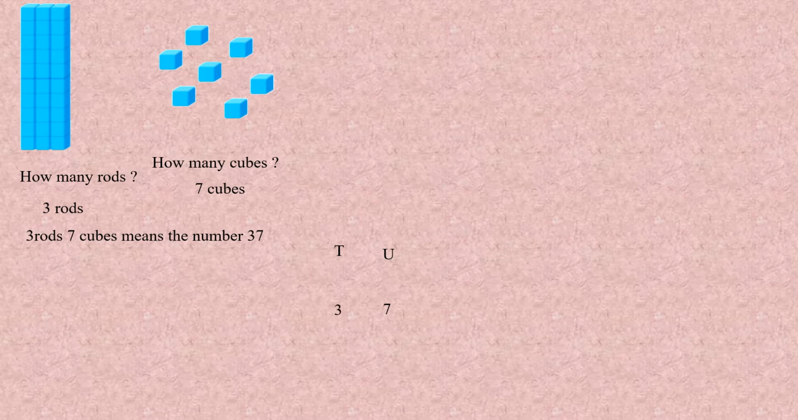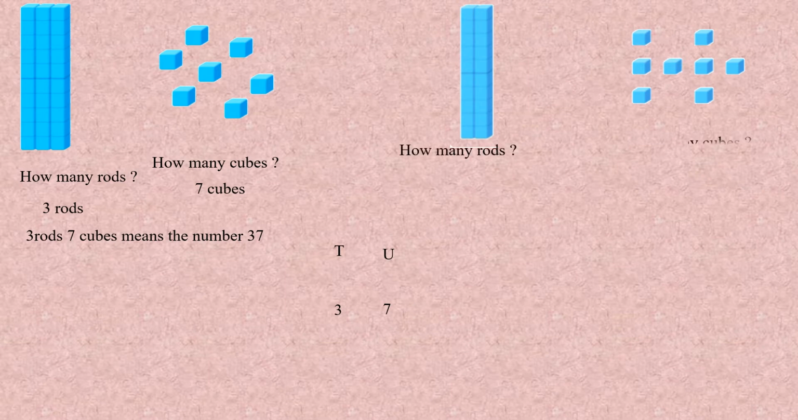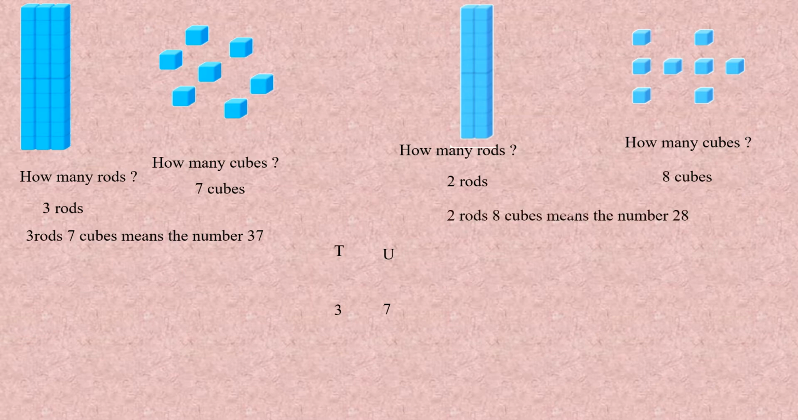3 rods. Yes. Now have a look at this image. How many rods and how many cubes? Yes, there are 2 rods and 8 cubes. So 2 rods and 8 cubes means the number 28. Now we have to minus 37 minus 28.